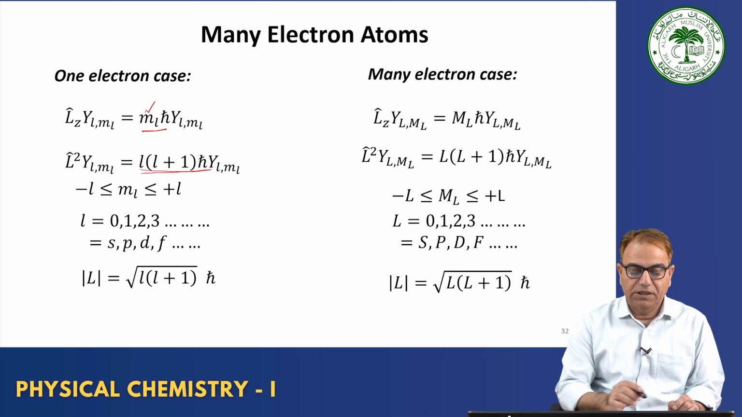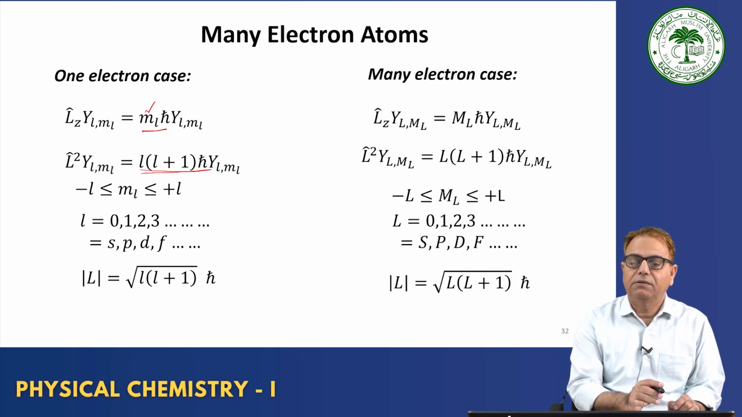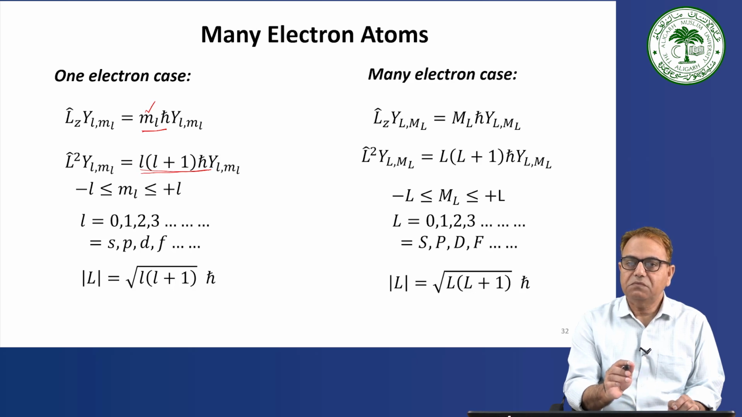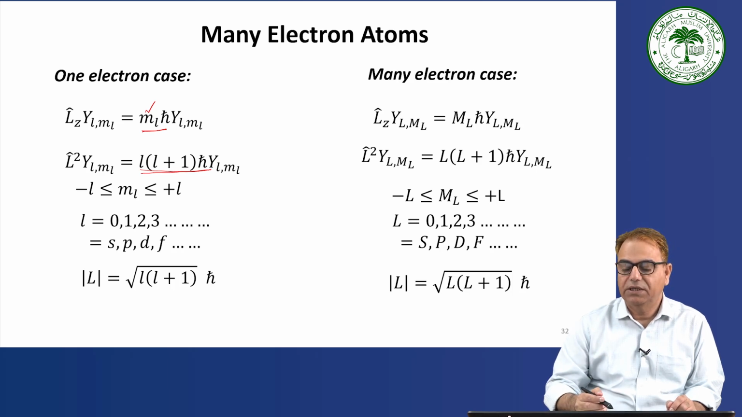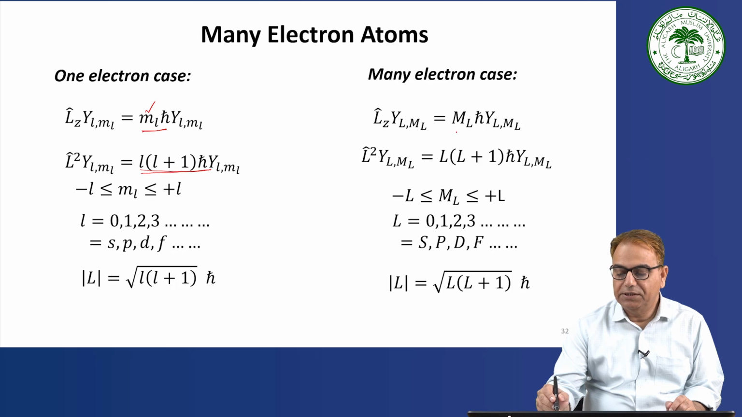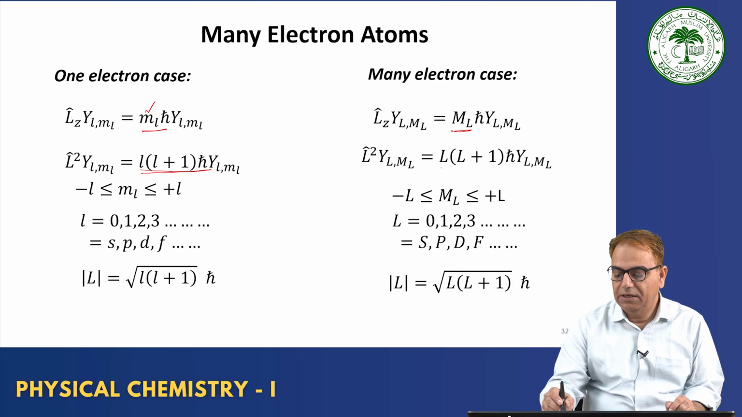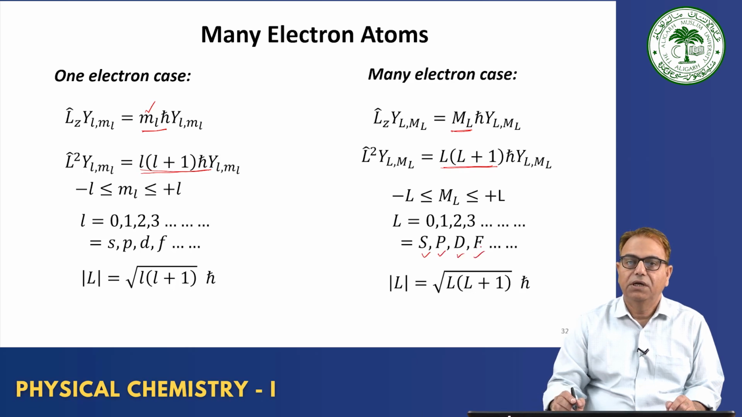We also saw that the value of the magnetic quantum number is decided by the azimuthal quantum number, as we saw in the last module. If L is equal to 0, 1, 2, 3, we write S, P, D, F. In the many electron case you also get this, but the representation changes: ml becomes capital ML, and L becomes capital L. If capital L is 0, 1, 2, 3, then you have capital S, P, D and F. These are designations for the spectroscopic term symbol we will talk about later on.